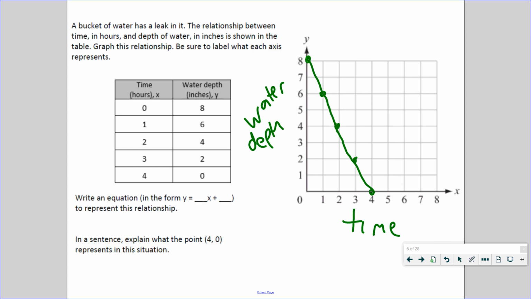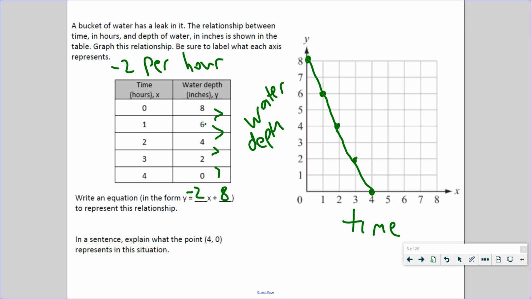What is the equation, though? So we started at 8. So let's look here. There's 0. We're starting at 8. It keeps going down by 2 every hour, per hour. Per hour it is going down by 2. Negative 2 per hour. So that's negative 2x plus 8. That is the equation. Does that really work? Let's make sure. Negative 2 times 4 is negative 8, plus 8 is 0.